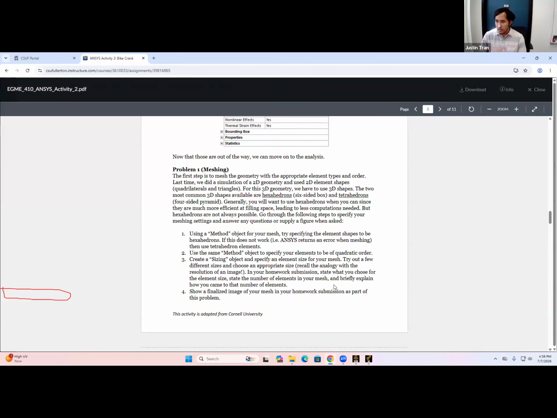All right, so I'll give you guys maybe 5 minutes to go ahead and choose those mesh settings. And then once you're happy with your mesh, then we'll go on from there.